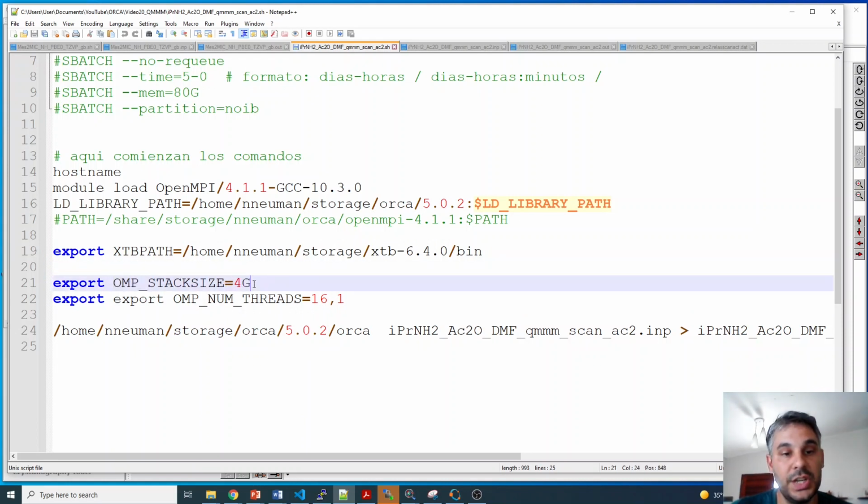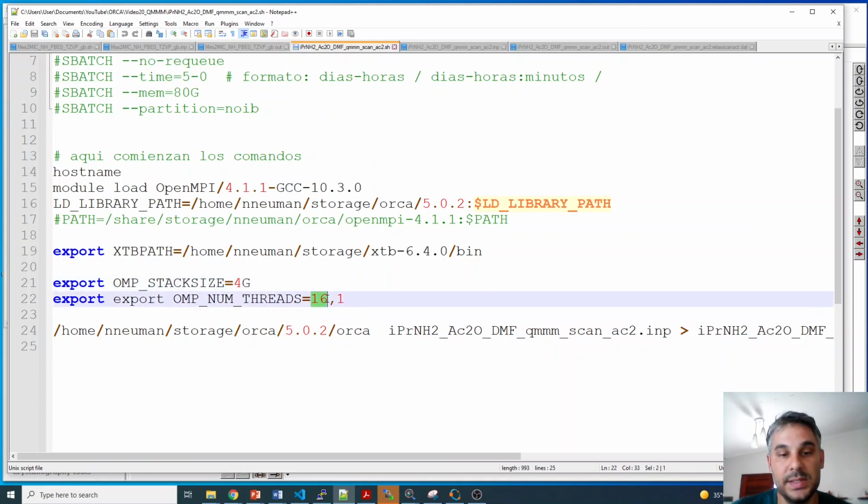So these are 4 gigabytes, probably for the memory that's used per core. And this is the number of threads. So 16 threads, and this is probably in one node or something. I don't know the details again. So then I just run my normal script.